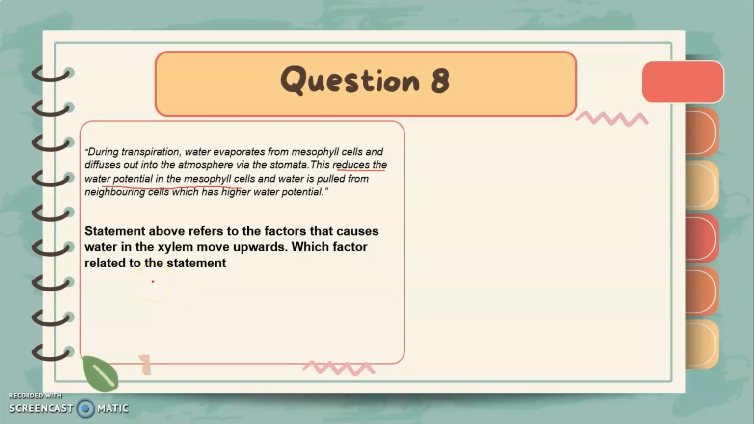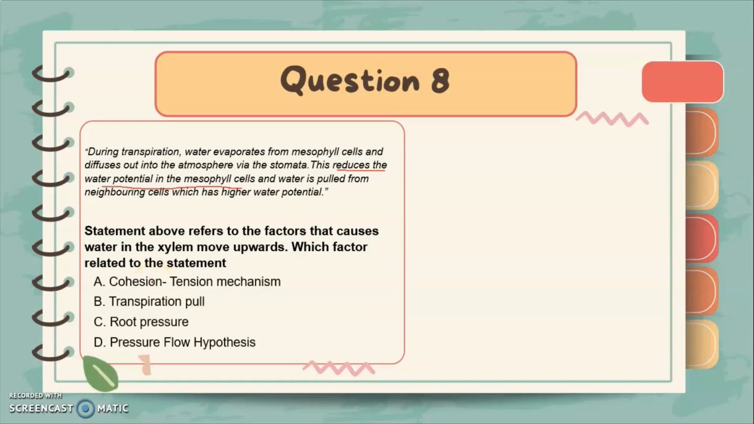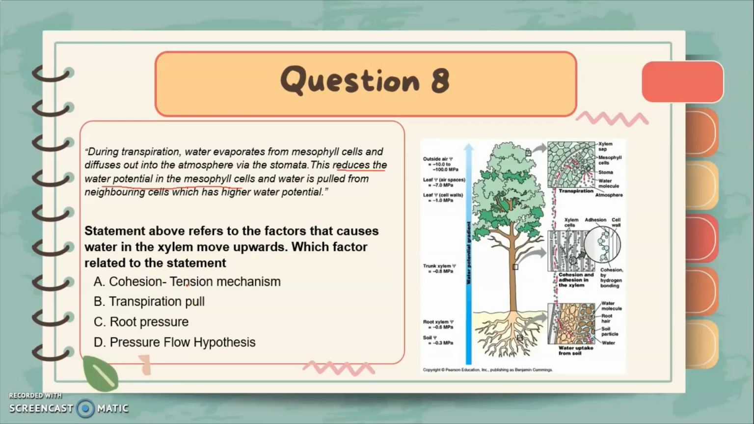Now kita tengok kepada pilihan jawapan. Yang pertama adalah cohesion tension mechanism. Kalau cohesion tension mechanism, kalau berdasarkan gambar ni kita tengok yang mana, so gambar yang kedua. Gambar yang ni, cohesion and tension mechanism. So dia tidak melibatkan tentang mesophyll cell ya.